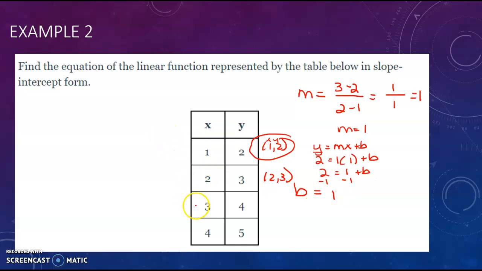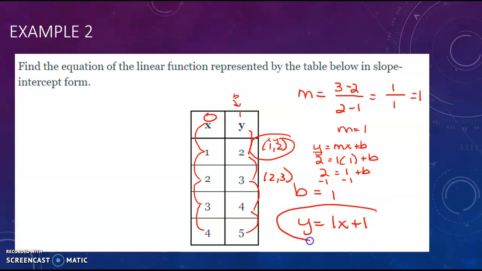Okay, another option, you could have noticed that the x's all go down by 1 each time. So what would my next one be? Oh, that would be 0. Well, my y's also go down by 1 each time. So this would be 1. So my b would be 1 because my x is 0. So writing my equation, y equals 1x plus 1.